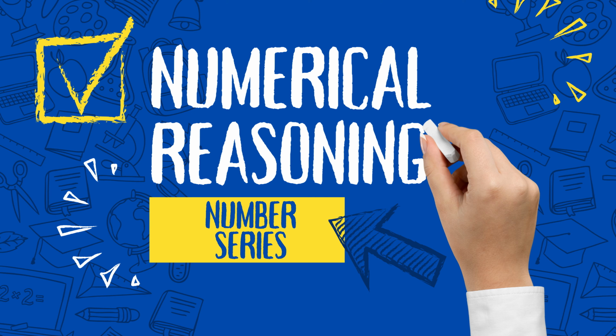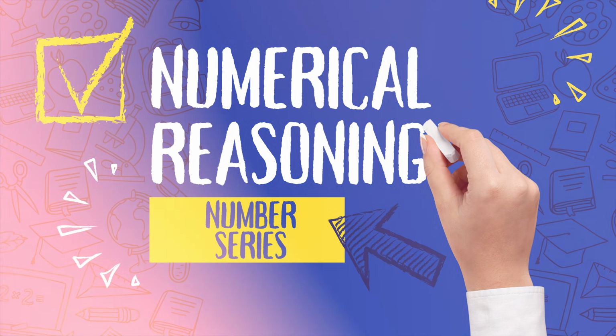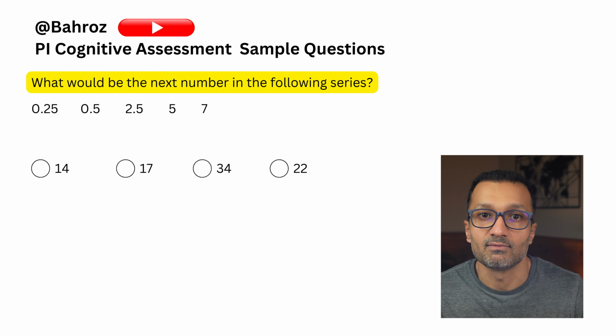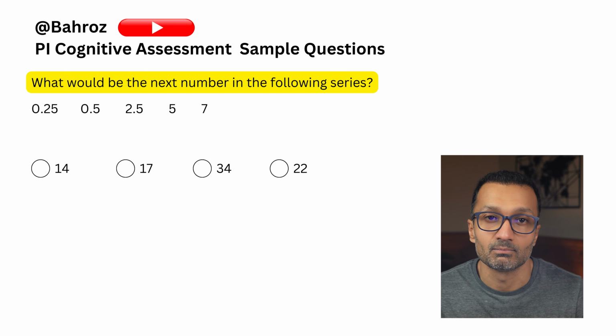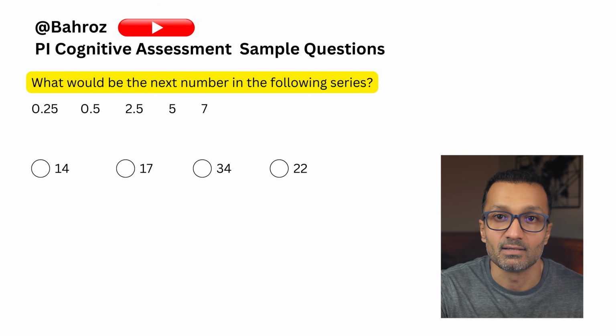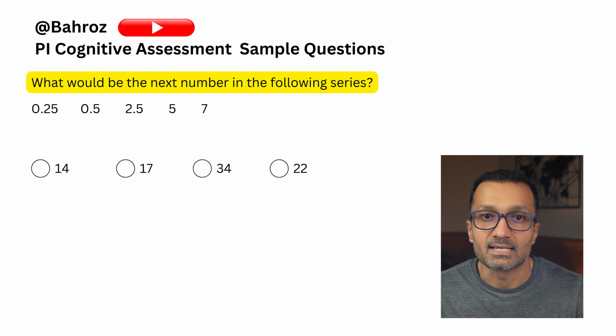For number series, you look at a sequence of numbers, recognize the pattern, and find the next number. So let's take a sample question on number series. What would be the next number in the following series? 0.25, 0.5, 2.5, 5, 7. The options are 14, 17, 34, 22. The correct answer is 14.